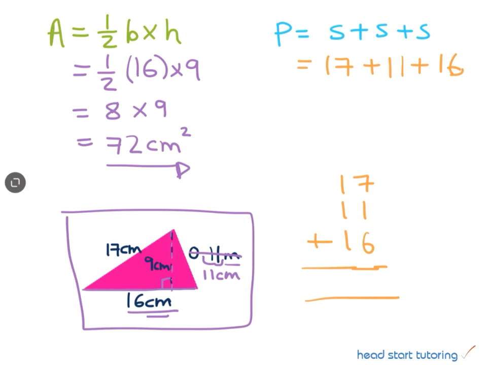And we end up with 8, 7 plus 1 is 8, 8 plus 6 is 14. And then we've got 1, 2, 3, 4 ones, which is 4. So we end up with an answer of 44, and that measurement will be in centimeters. So the perimeter of this triangle is equal to 44 centimeters.